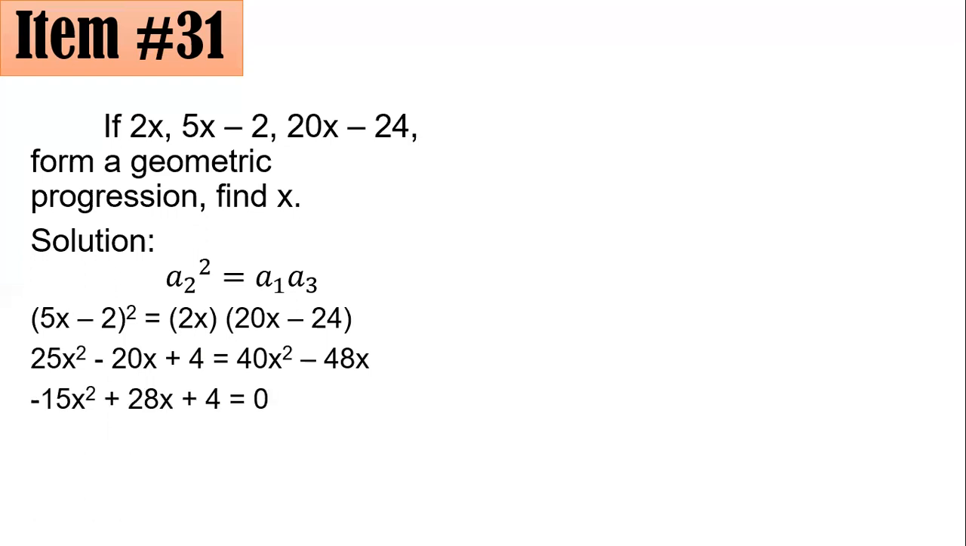Now, manipulating the equation and having all the terms on the left-hand side so that the right-hand side will become 0 gives you negative 15x squared plus 28x plus 4 equals 0. Multiplying both sides by negative 1 gives you 15x squared minus 28x plus 4 equals 0, which is actually factorable as 15x plus 2 times the quantity x minus 2.